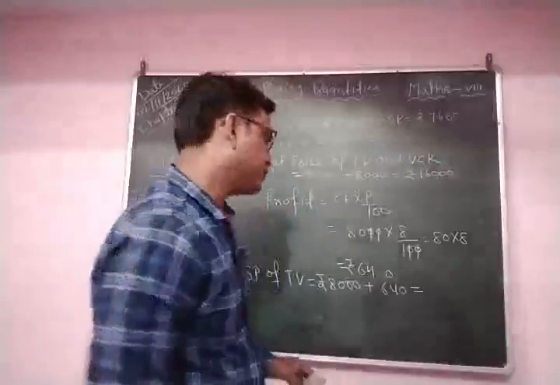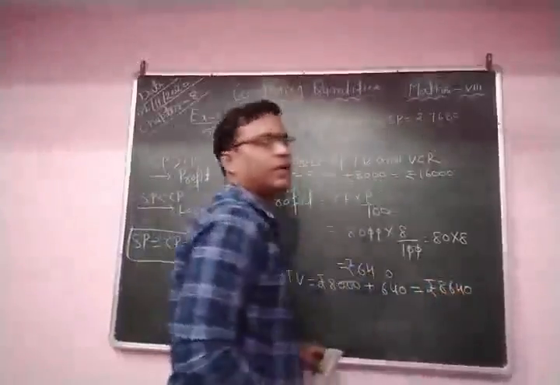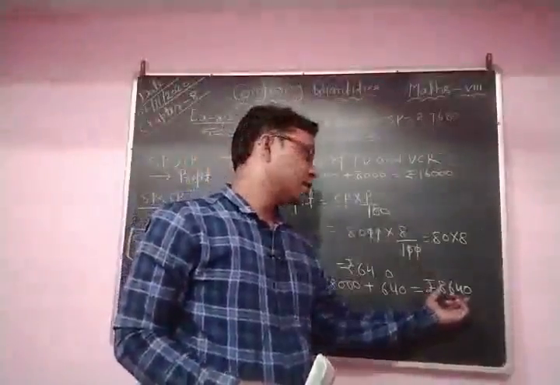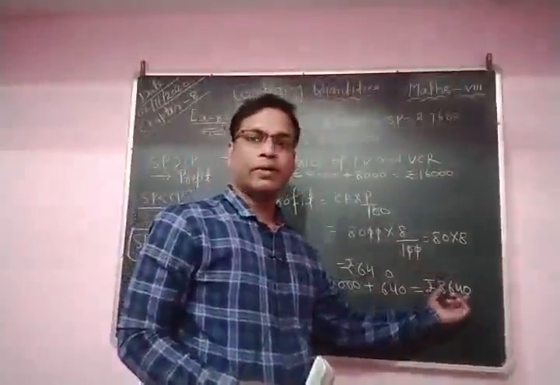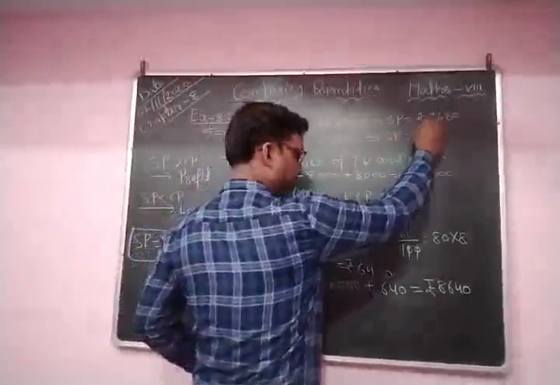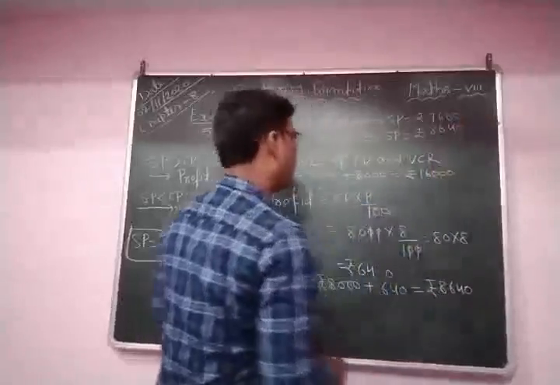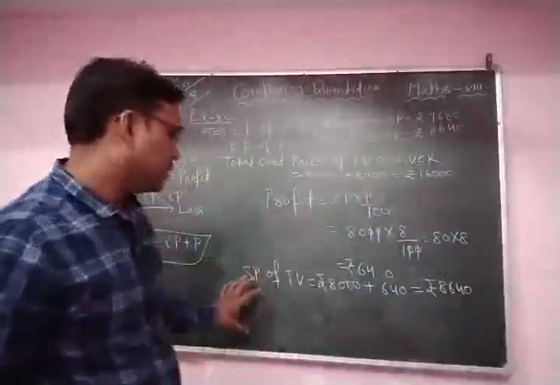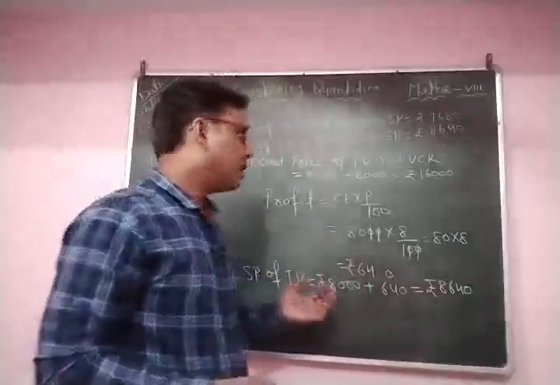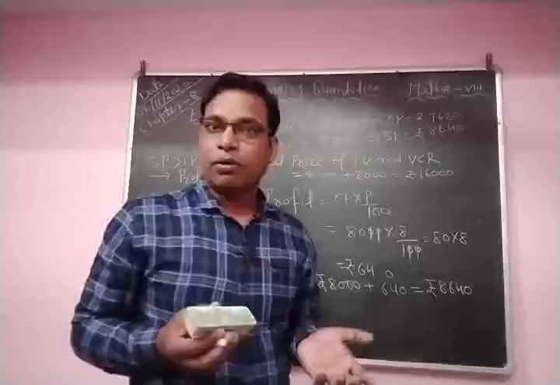So in this way you will find 8,640 rupees. What is this? This is the selling price of TV. Okay, so you can write SP of TV is equal to 8,640. Clear? So in this way you find the selling price of TV and the cost price and selling price of VCR.